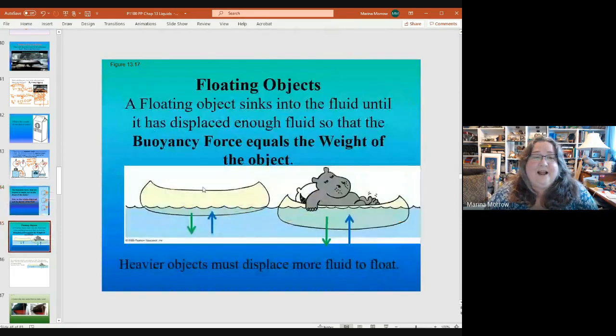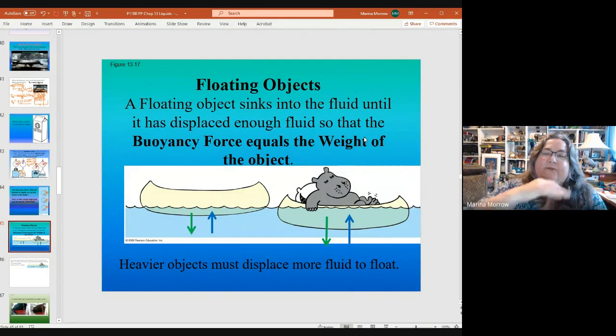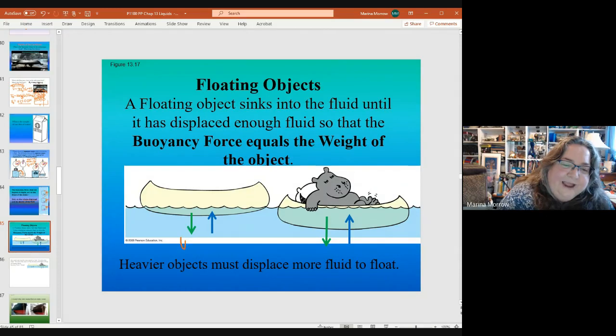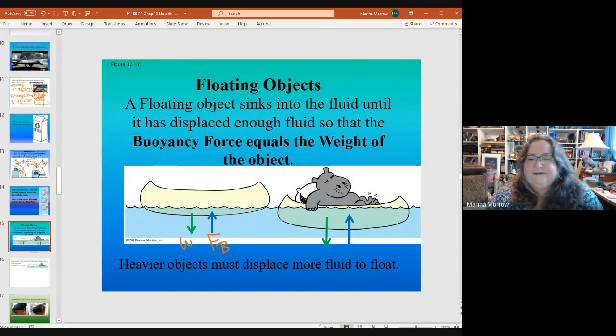Okay, so back to floating objects. When things are floating, the buoyancy force must be equal to the weight of the objects, because we have to have a balance of forces for the object to be at rest. It's an equilibrium. So it's weight downward, the buoyancy force upwards.